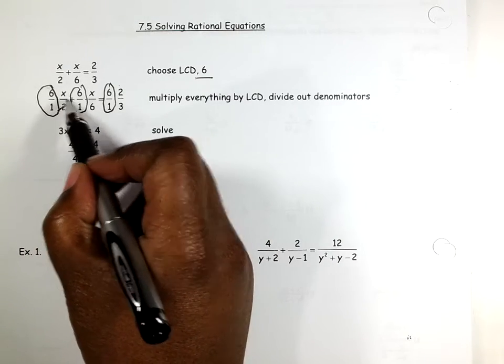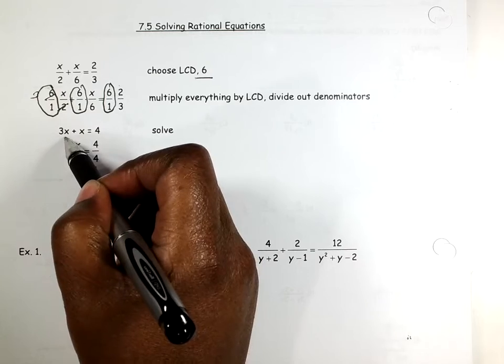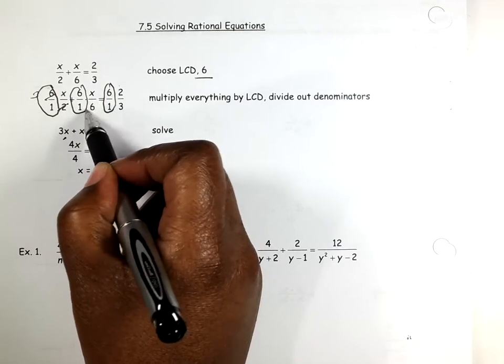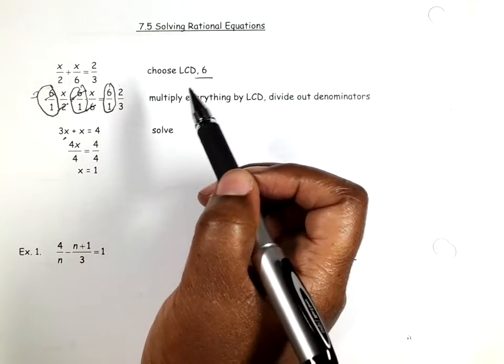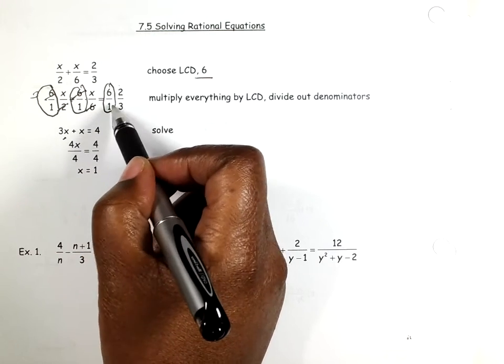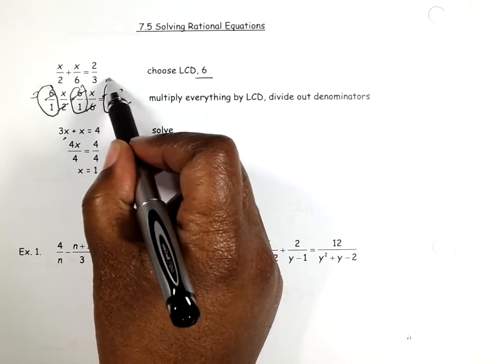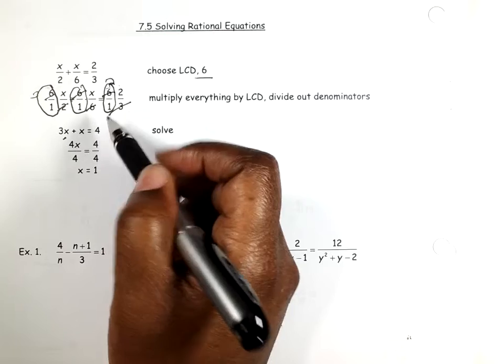So 2 goes into 6 3 times. We end up with 3x. And then 6 goes into 6 once. So we just have 1x. And then on the other side, 3 goes into 6 twice. And we're left with 2 times 2, which is 4.